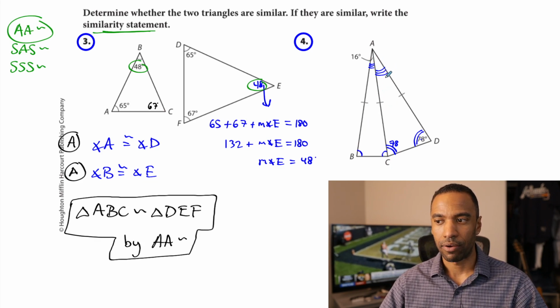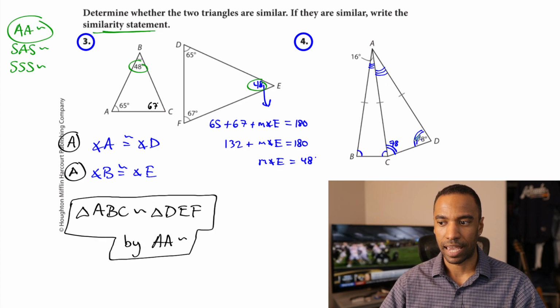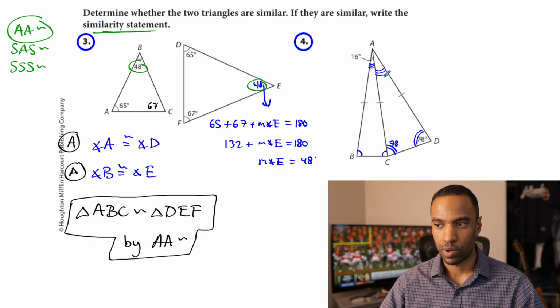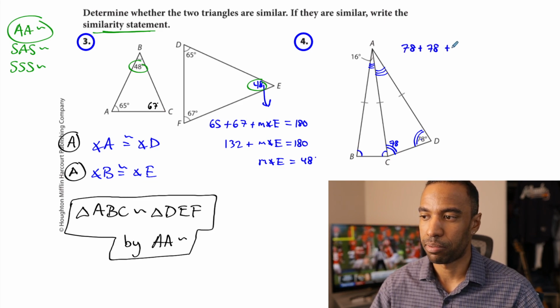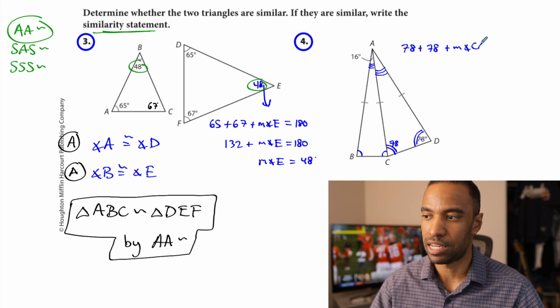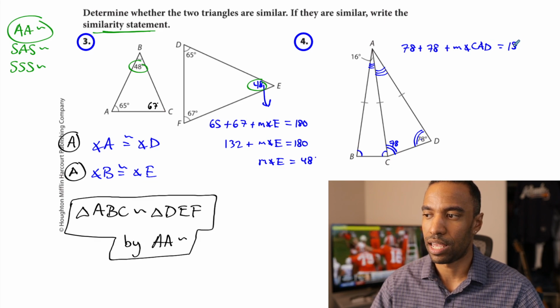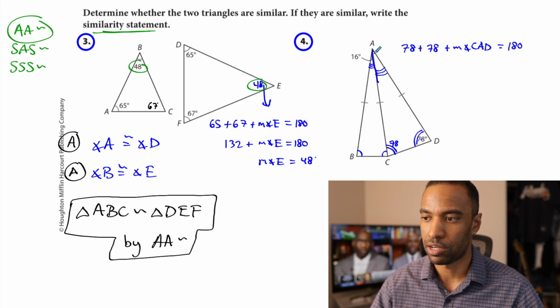And the way to figure it out is to figure out this angle measure by knowing I got 78s. These add to 180. Let's check it out. 78 plus the measure of angle CAD is 180. CAD is this one right here.